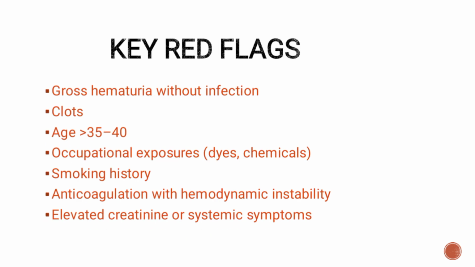What are the key red flags in a patient with hematuria? First of all, gross hematuria without any infection, presence of clots, age more than 35 to 40 years, and occupational exposure to dyes or chemicals, as bladder tumors are mostly associated with occupational exposures. History of smoking is also related to malignancy of the urinary bladder. Anticoagulation with hemodynamic instability and elevated creatinine are systemic signs.